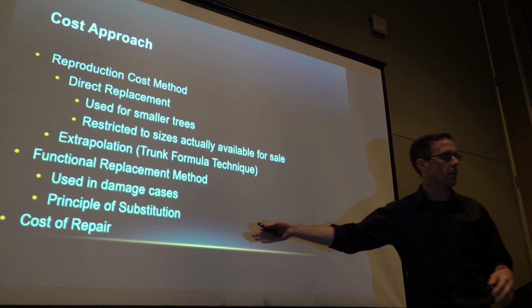Partial losses, curable and incurable defects, which I'll be bringing up in a sec. Now, within the trunk formula technique, there are five components that get multiplied together as part of this calculation. We have the size of the tree as measured in trunk cross-sectional area, the unit cost, the dollars per square inch of trunk cross-sectional area, and then we have three depreciation ratings: condition, functional limitations, and external limitations.